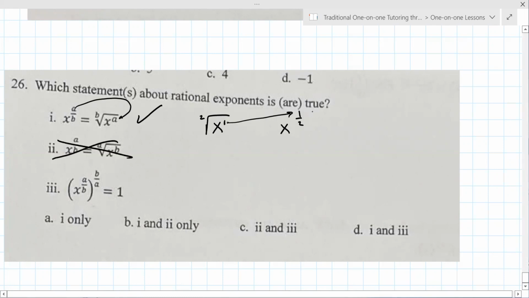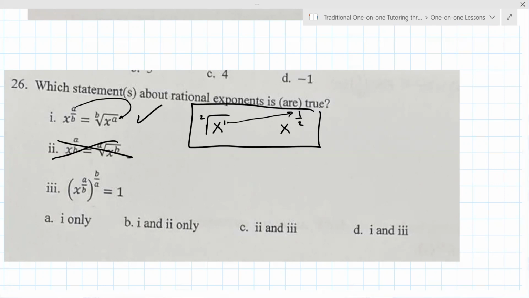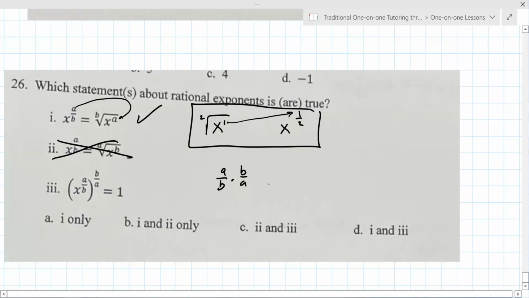But this is what I was trying to show you here on the right. This is one of those things I write down so that I remember and never put the wrong order in that. Now the last one here, when you have an exponent to an exponent, you multiply. So it's a times b over a, which equals 1, but it's x to that, so it's x to the 1. So this does not equal 1, so it's not true. So it is one only.